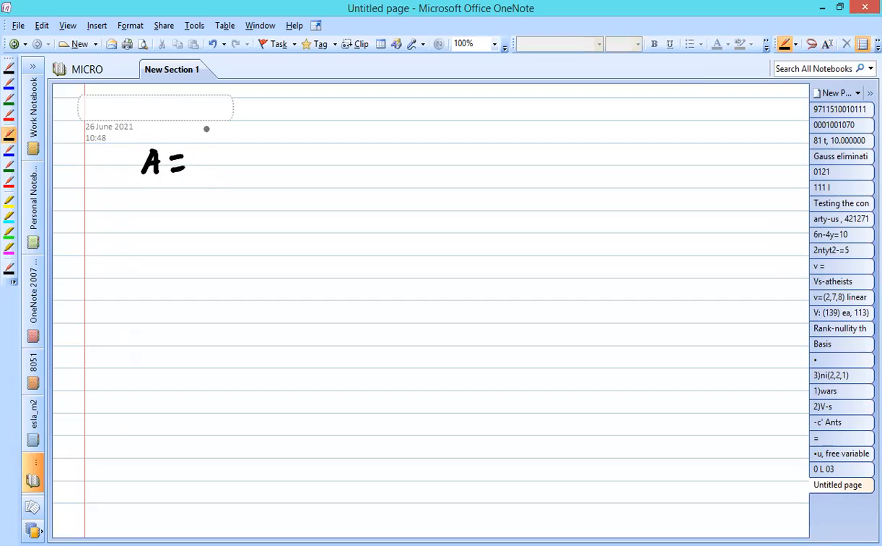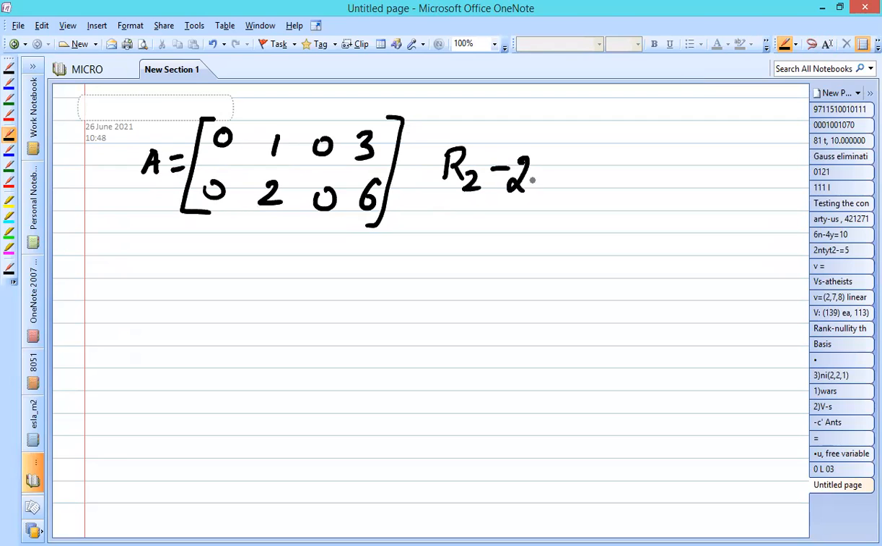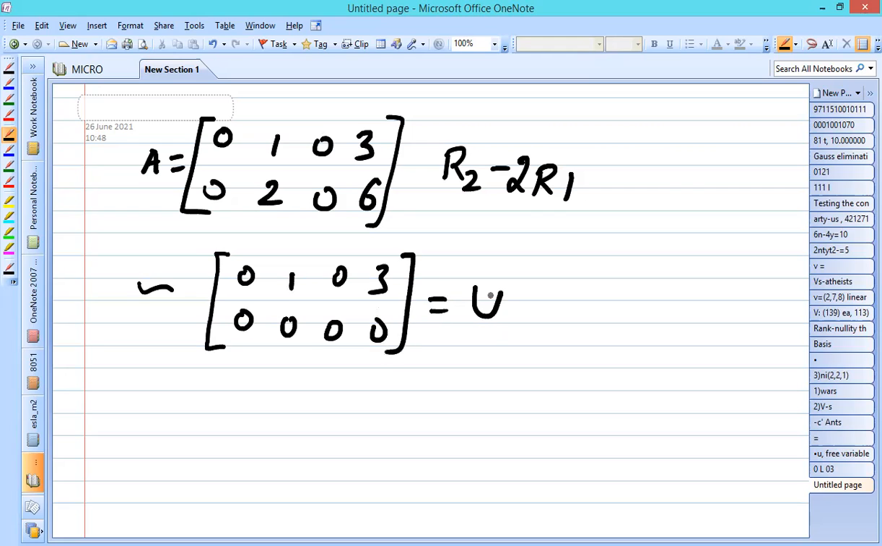Here we are given the matrix A with the elements 0, 1, 0, 3 and 0, 2, 0, 6. On this, we have performed the operation R2 minus 2R1, which resulted in the matrix 0, 1, 0, 3 and 0, 0, 0, 0. Here this was the echelon form of the matrix that is obtained. Now in this we can identify the pivot. In the first row, the pivot is present in the second column. So this entire column represents the pivot column.